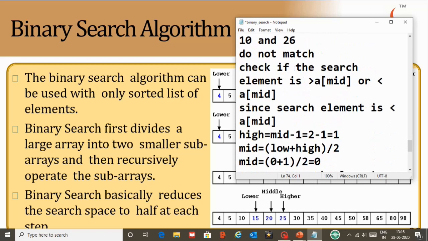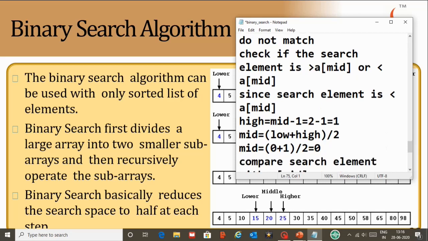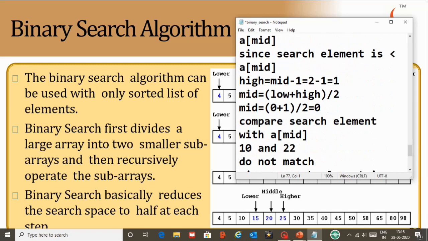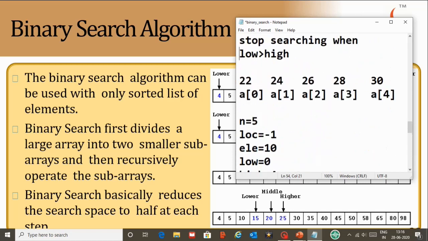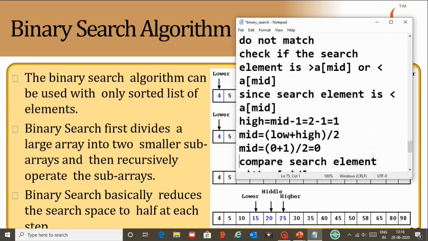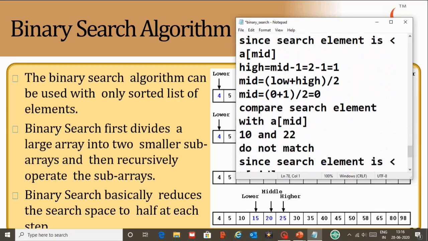Again, I am going to find the mid value. Low remains as it is. That is 0 plus high is 1 by 2. That is mid is 0. Now compare the search element with A of mid. Search element is 10 and A of mid, that is A of 0 is 22 in the array, right? A of 0 is 22 here. So I am going to compare 10 and 22. They do not match. And since 10 is less than A of mid, again I have to change high value.